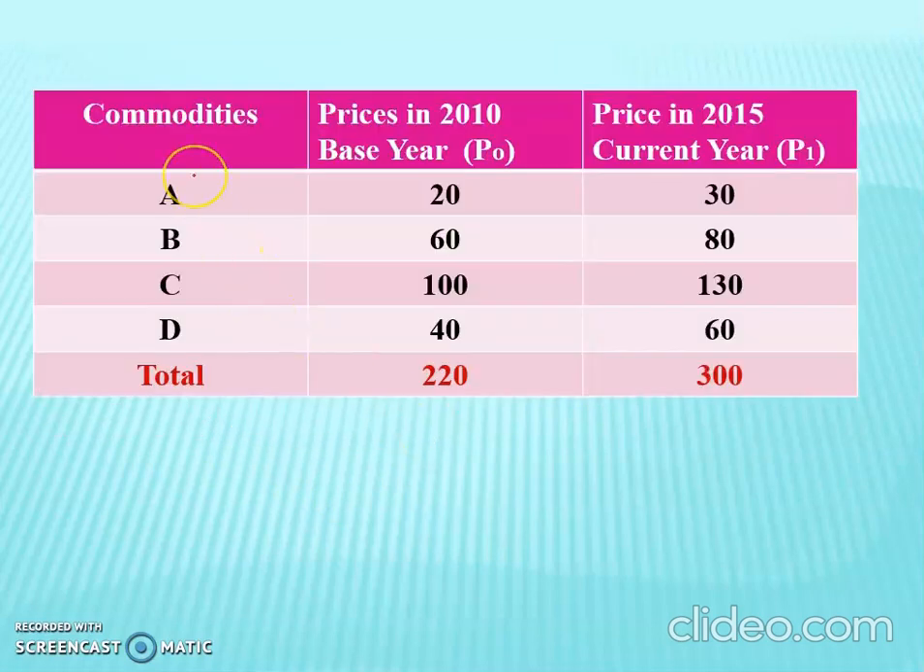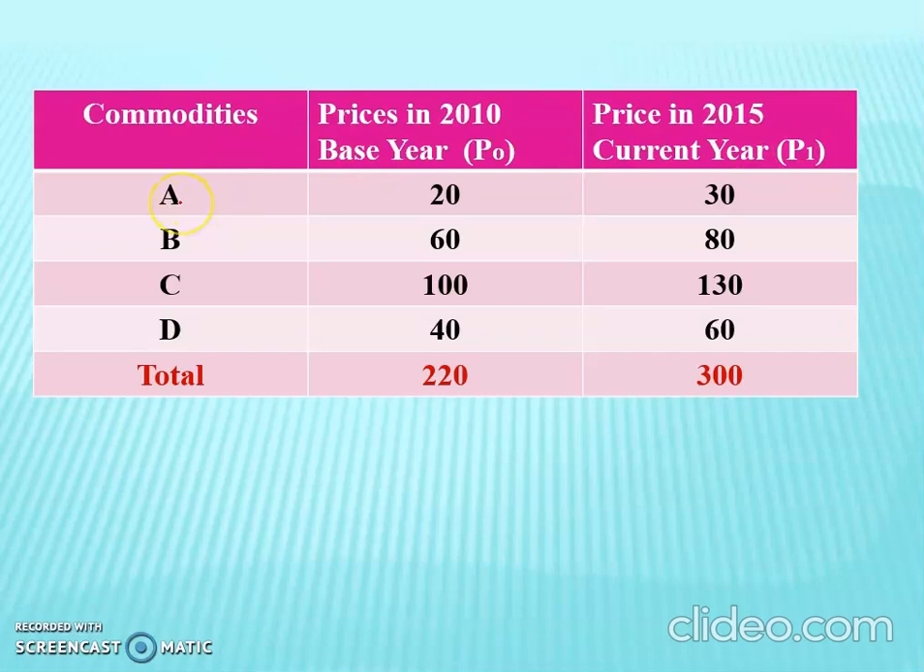Now see here, I had given you one example. Suppose here we mention 4 commodities. Prices of 2010, the base year, are shown as P0. As I told you in the terminology, the 0 suffix is used for the base year. Price in 2015, that is the current year, is shown as P1. Here we are measuring price, so we are using the price index number. So 1 is the suffix used for the current year, so P1.